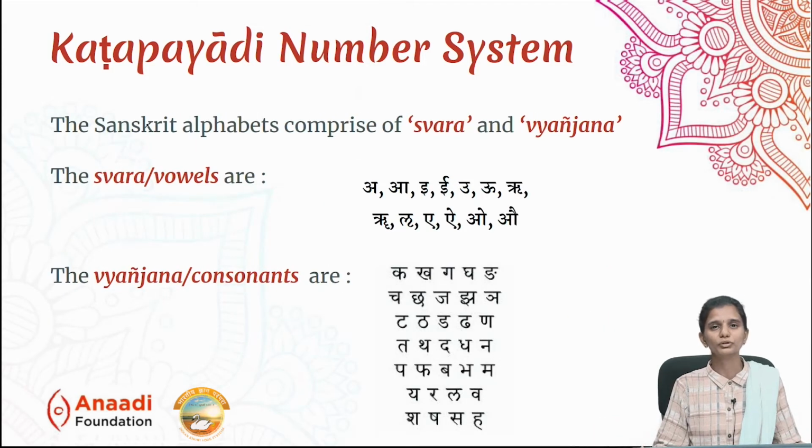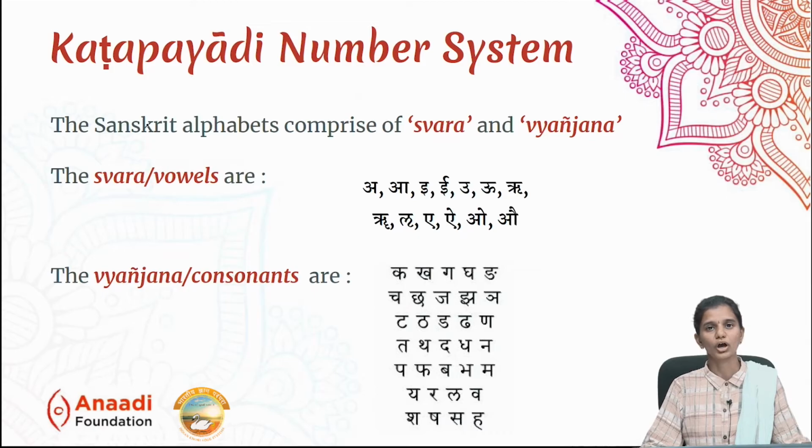Now, before going into the Katapayadi number system, let us look at the Sanskrit alphabets. The Sanskrit alphabets comprise of Swara and Vyanjana. Swara or the vowels are A, I, U, U, R, L, A, I, O and Au.